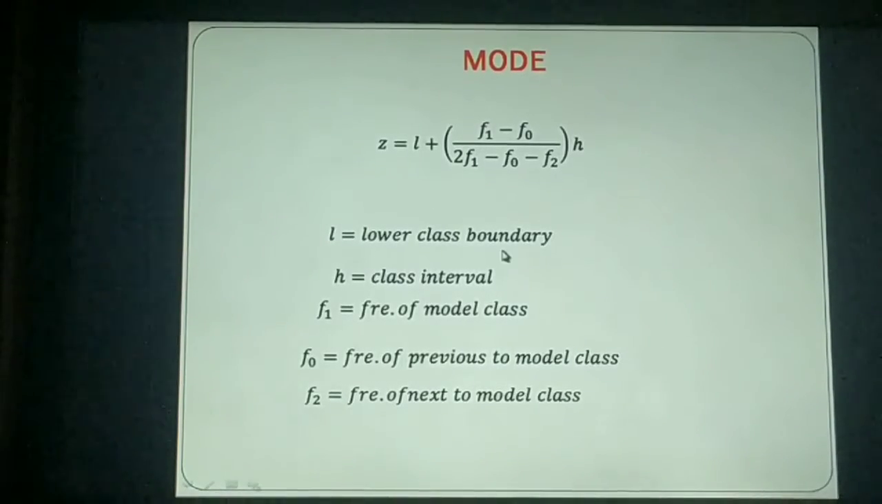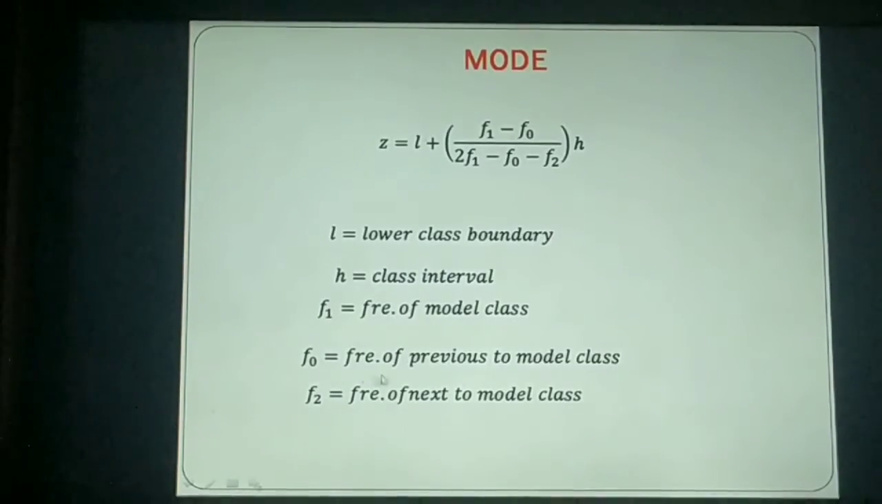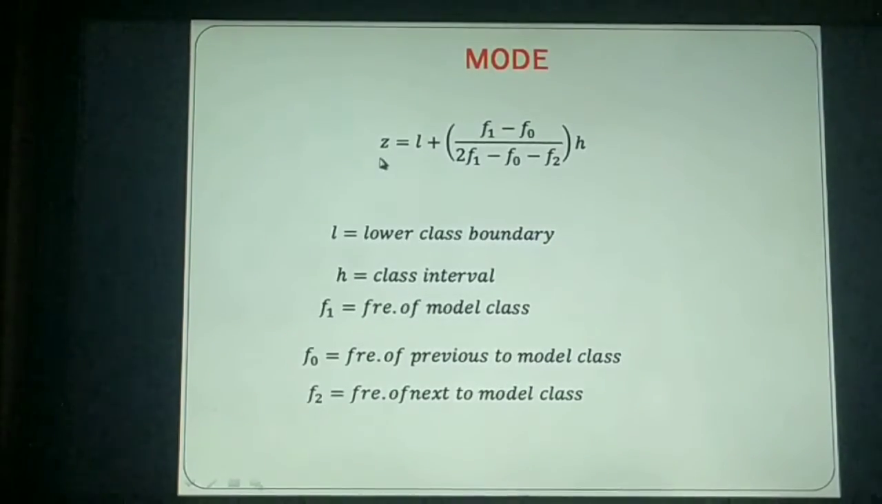L is the lower class boundary, H is the class interval, F1 is the frequency of the modal class. Whatever the modal class, its corresponding frequency is F1. F0 is the frequency of the class previous to the modal class, and F2 is the frequency of the class next to the modal class. Z is the symbol for mode.